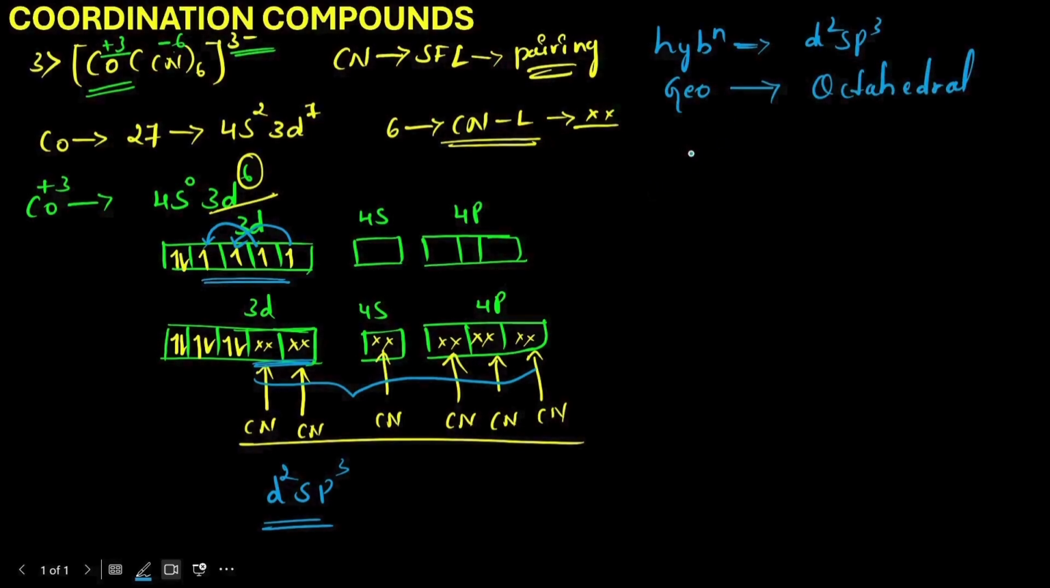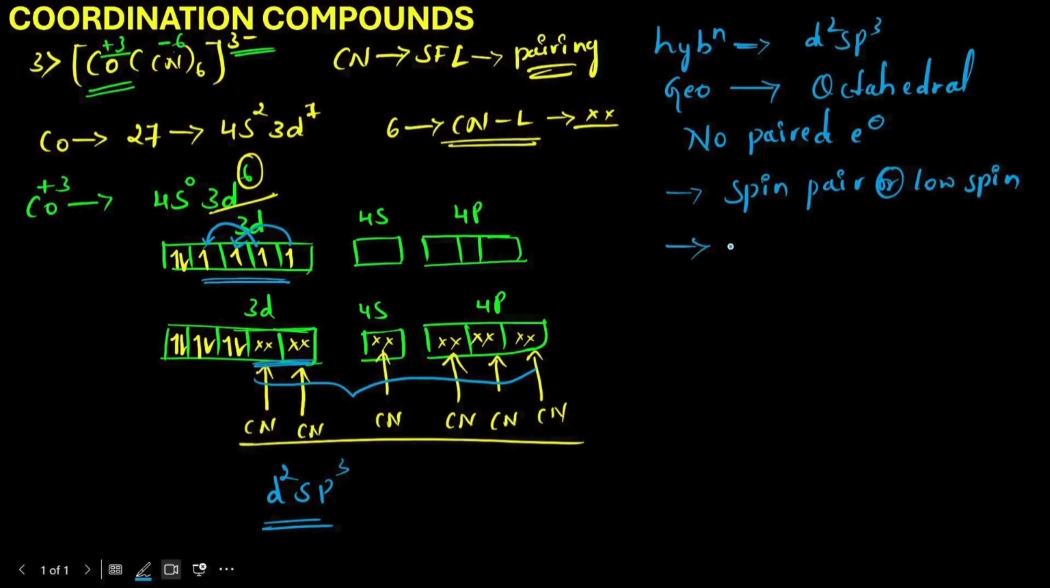Is there any unpaired electron? No unpaired electron. Therefore it is a spin paired complex, which is also called a low spin complex. It is diamagnetic in nature and the compound is colorless. Here magnetic moment mu is equal to 0, right?